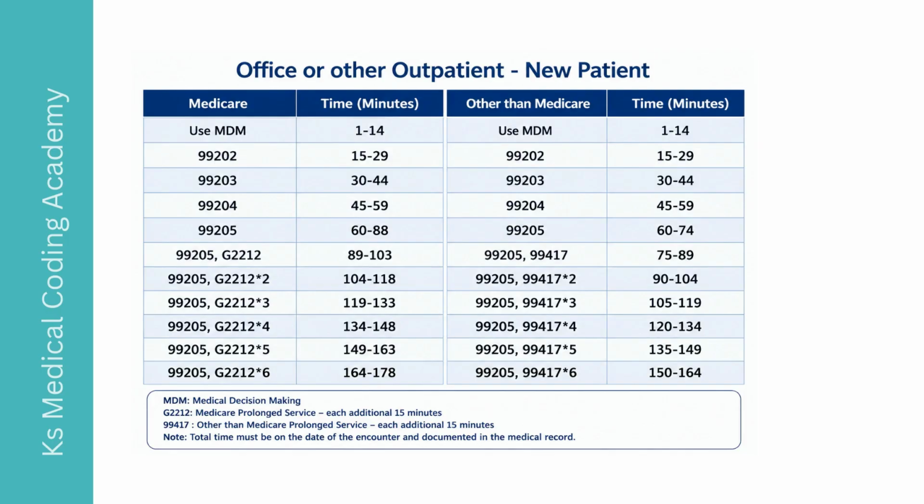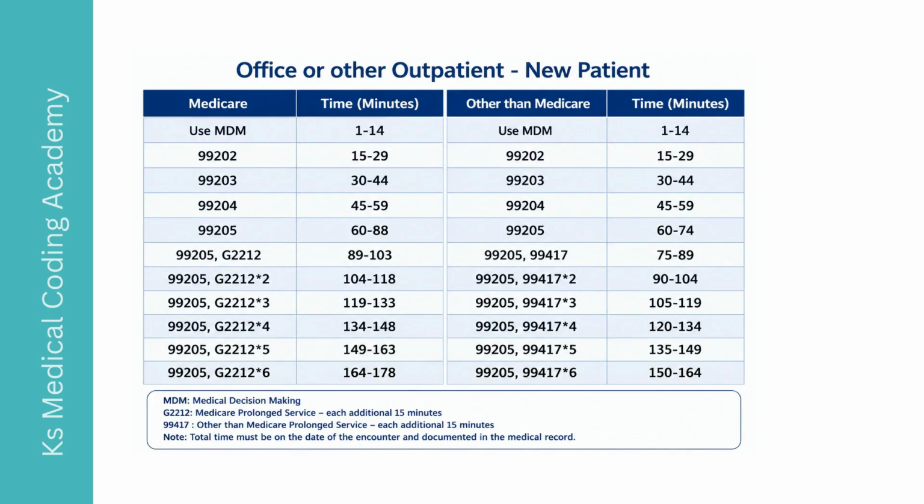When the total time is 15 to 29 minutes, report 99202. For 30 to 44 minutes, report 99203. For 45 to 59 minutes, report 99204. The difference begins with 99205. Under Medicare, code 99205 covers 60 to 88 minutes.